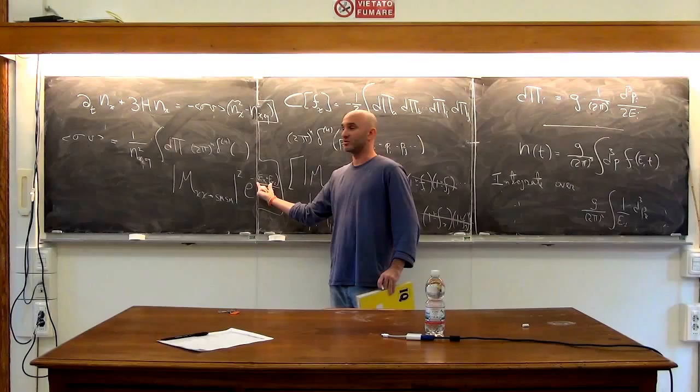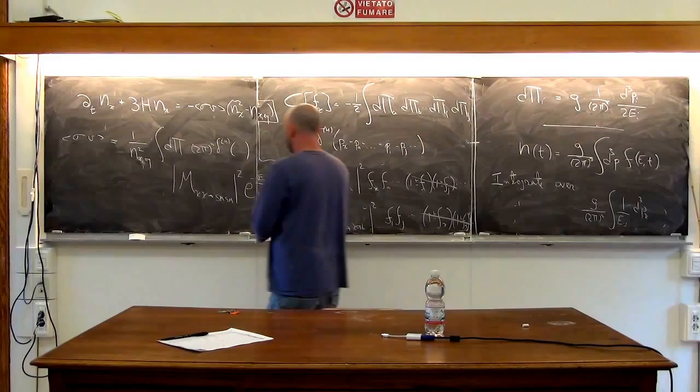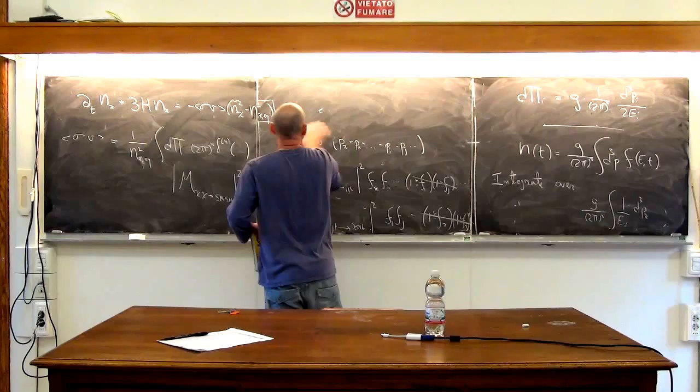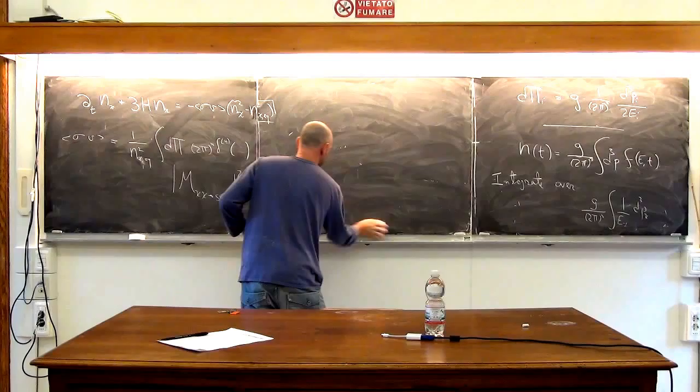Okay. And the equilibrium number density is easy to perform, so let me tell you what the answer is. So the integral for n is equal to the constant of n equilibrium.